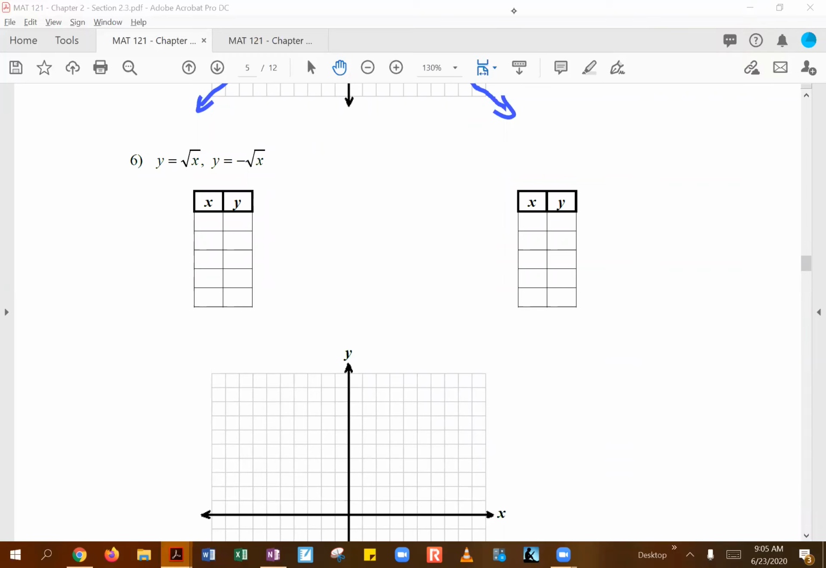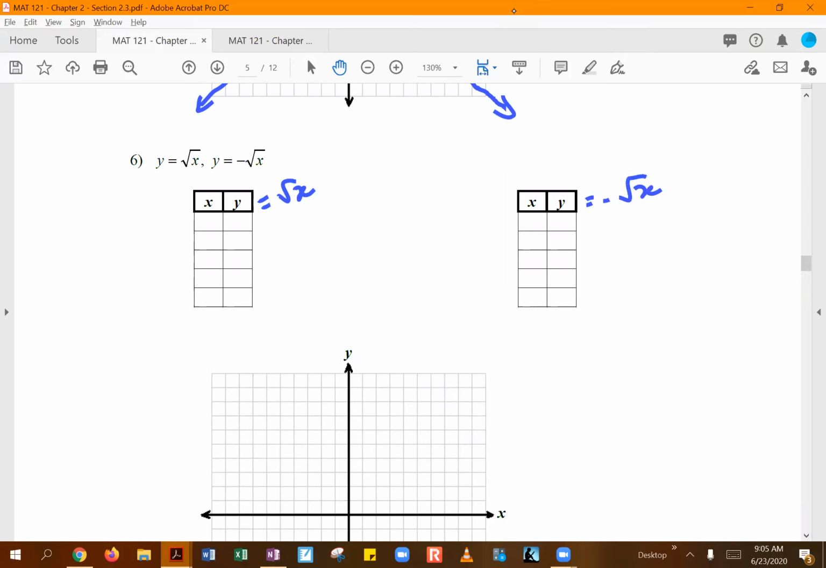So one more reflection example. Again, we're coming back to our square root of x function. So remember, for square root of x, we cannot have any negative on the inside of our radical. So we'll use the same values we did before. We can do 0, 1, 4, 9, and 16. And I'll actually use the same x values here as well for our reflection function. These numbers will come out to be 0, 1, 2, 3, and 4.